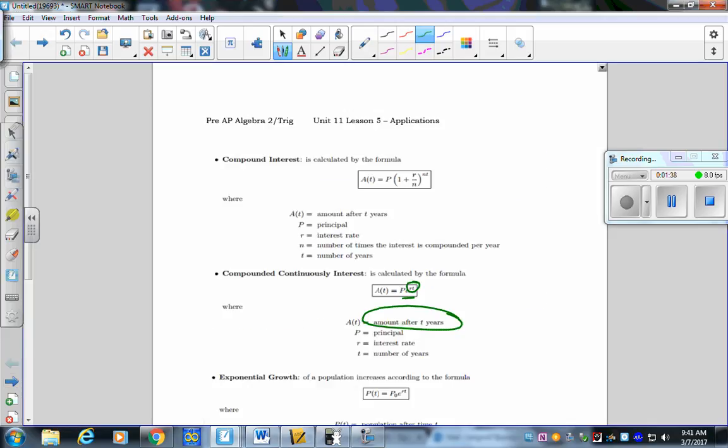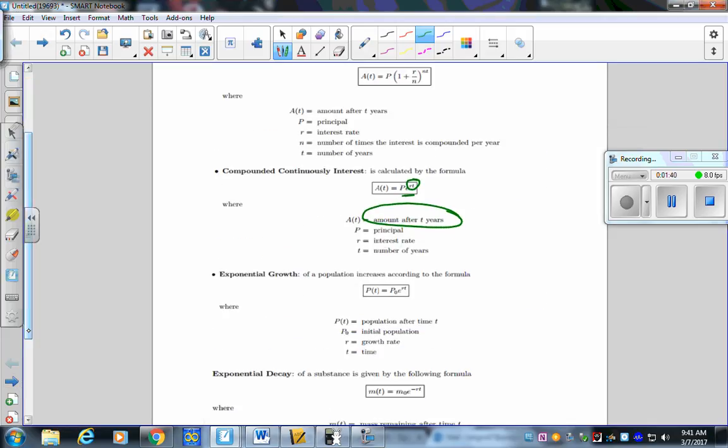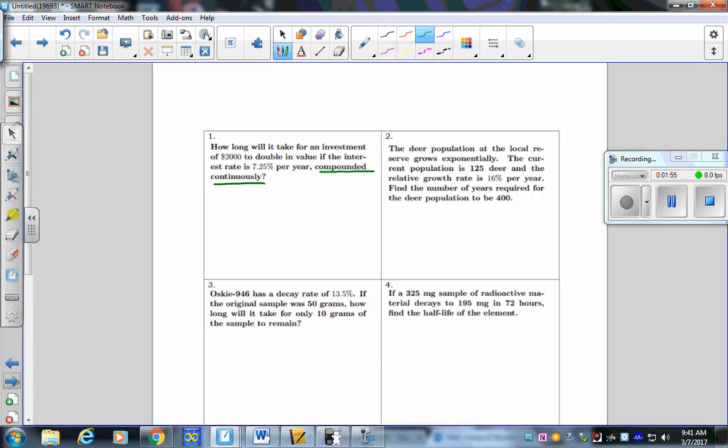If I look at my compounded continuously formula, I've got A of t, meaning the amount after however many years, 5, 10, whatever our problem states, equals the principal times e to the interest rate and the number of years. So A equals P e to the r t, pretty much like PERT plus the shampoo. A is always going to be how much it ends up being after you've invested your money.